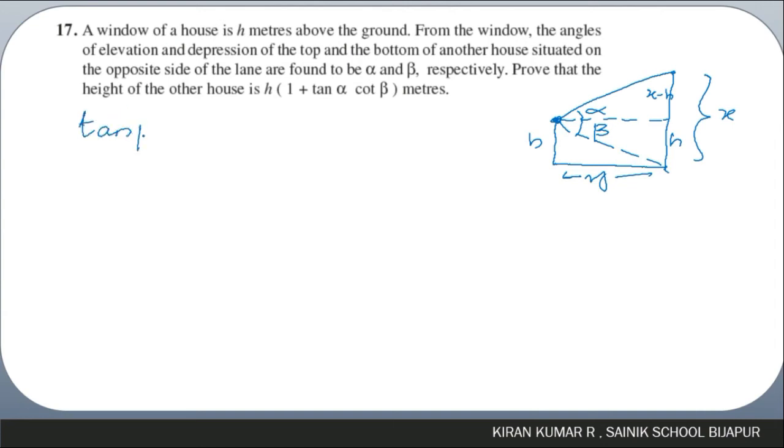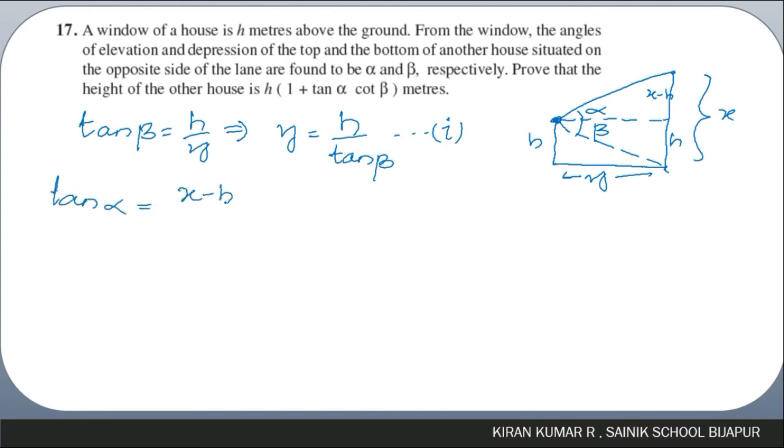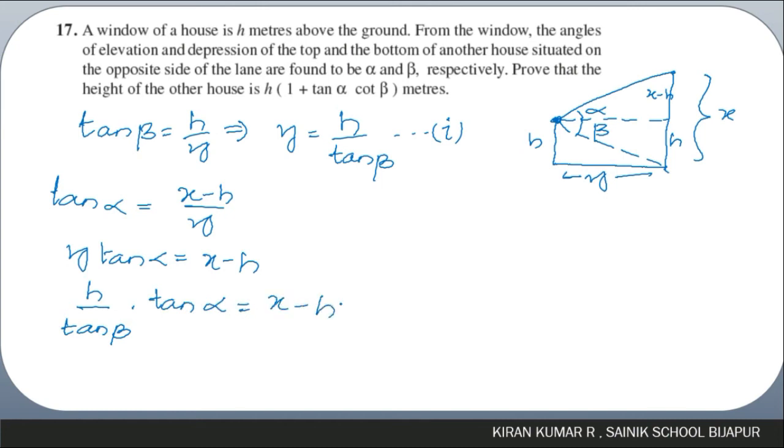Observe, tan beta is h by y. So that y value will be h upon tan beta. Let me call this equation 1. Let me take tan alpha. Tan alpha will be x minus h by y. So y times tan alpha will become x minus h. Now in the place of y, replace with h by tan beta. So h by tan beta into tan alpha equal to x minus h.